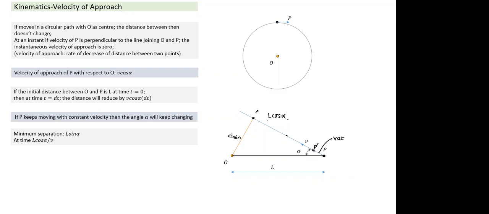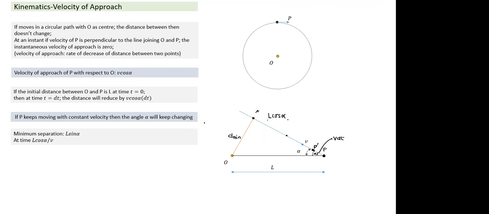When I have come closer, I can take the displacement in two components: the tangential component, which doesn't reduce the distance, and the radial component. How much is the radial component? V dt into cos alpha. Okay. And why are we doing this? It has certain use here.